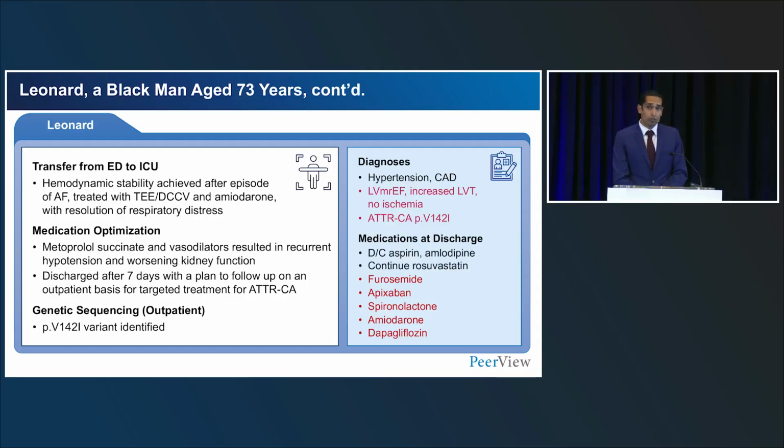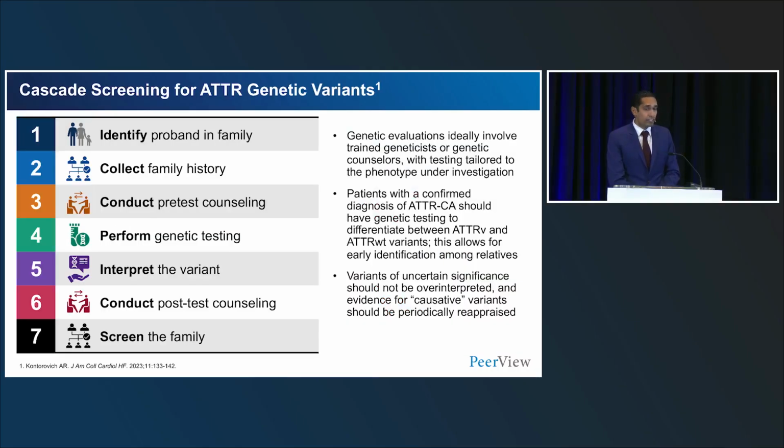They trialed a few traditional GDMT medications. However, they were not well tolerated, including metoprolol and vasodilators. They resulted in hypotension. However, he was started successfully on spironolactone as well as an SGLT2 inhibitor. He was discharged with outpatient follow-up for thinking about a specific targeted treatment. And in the outpatient setting, he underwent genetic testing, and this indeed revealed the p.V142I variant.